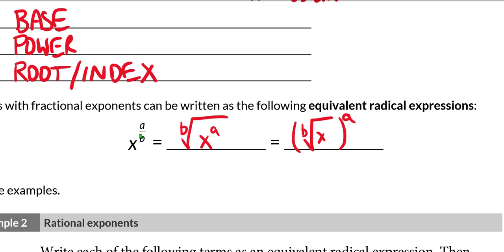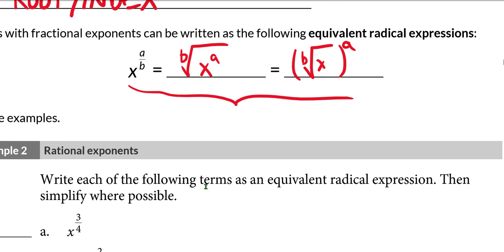So whatever that denominator is, that's your root, and whatever that numerator is, that is your exponent, and all three of these terms are exactly the same. They are just written in different forms, one in exponential form and the other in radical form.